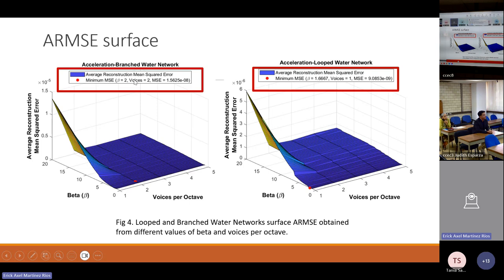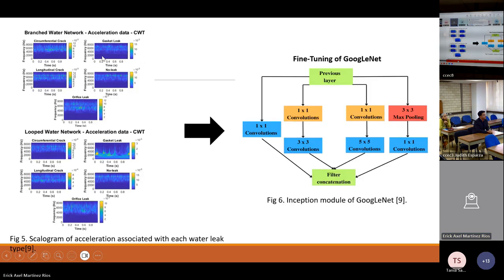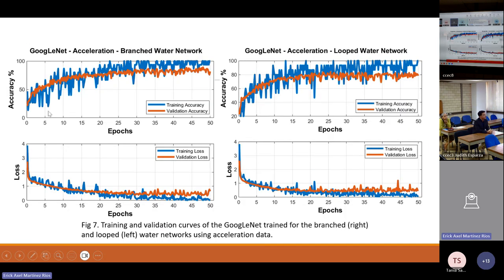By selecting these parameterizations, we generate scalograms for each of the water leak types of the acceleration data for the branch and loop water networks. This is shown in figure 5 on the left. And with these scalograms, we fine-tune the GoogLeNet that is based on the Inception model. Here we are basically taking these scalograms and fine-tuning this pre-trained convolutional neural network. Here in figure 7, we are showing the training process of the GoogLeNet using these scalograms of the acceleration data for the branch water network.